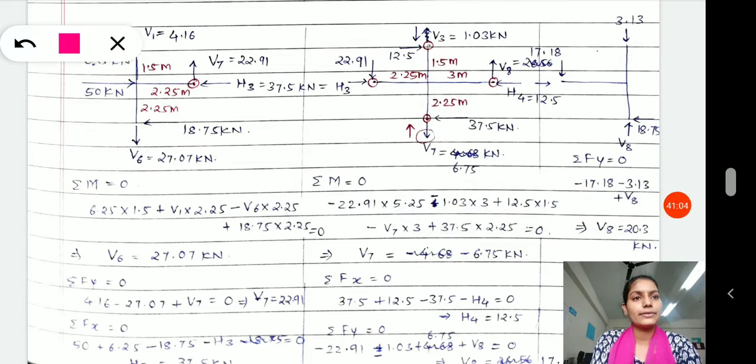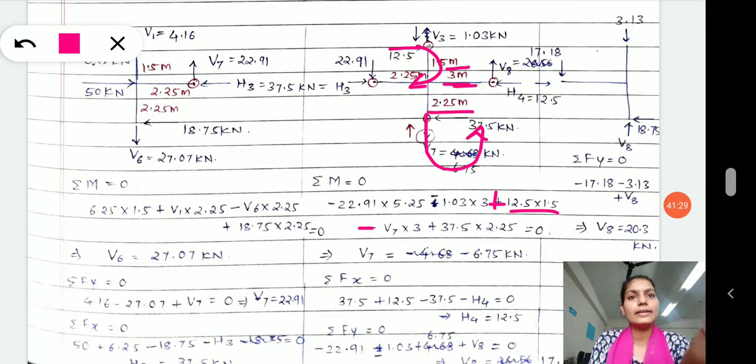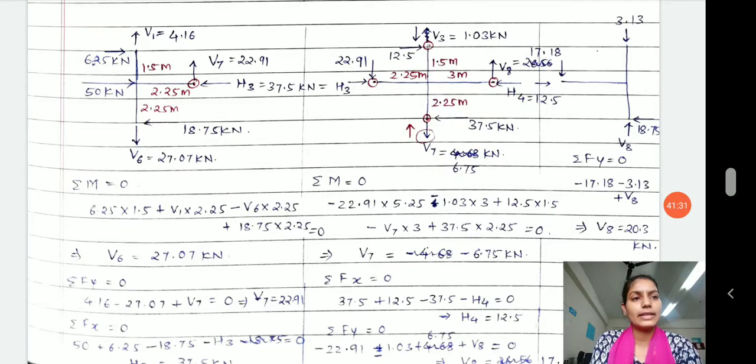Then I have taken next, 12.5. 12.5 is here. Force is horizontal, now distance will be vertical, 1.5. Okay, it is making clockwise, therefore taken positive. Next is V7, making anti-clockwise, negative, into forces vertical, so distance will be horizontal, 3 meter. Okay, then 37.5, that is horizontal force, that is acting like this.